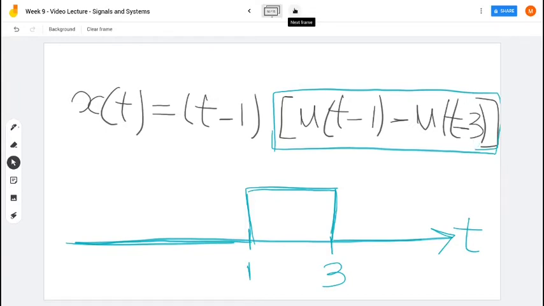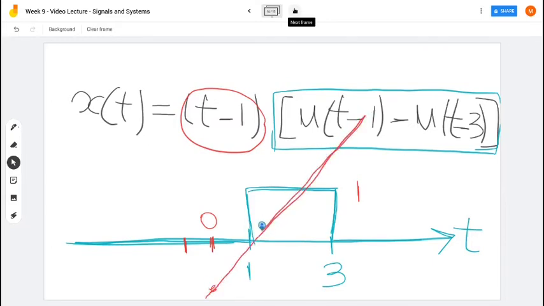Now let's try to plot this t minus 1 thing. It's a straight line. So at instant 0 it will be -1, and at instant 1 it will be 0, so it's a straight line going like this. So this line in red is t minus 1. Okay, and of course at instant 3 it's 3 minus 1, so it's equal to 2. So the value at this instant is 2.